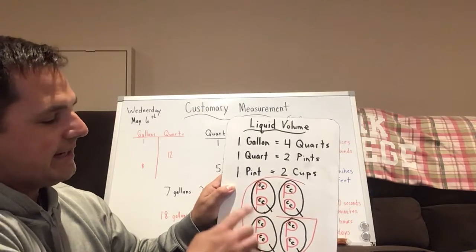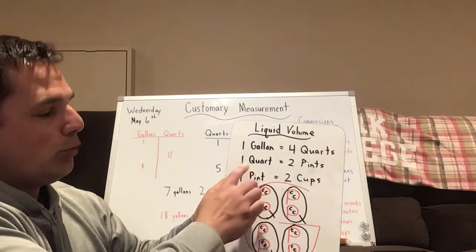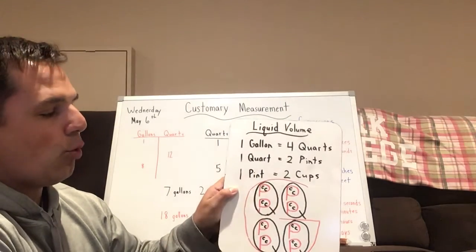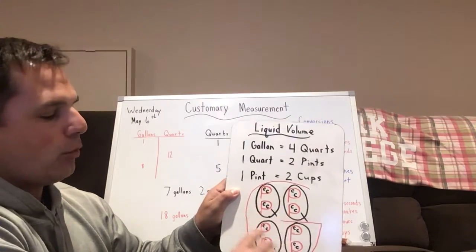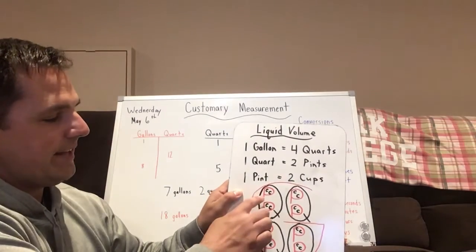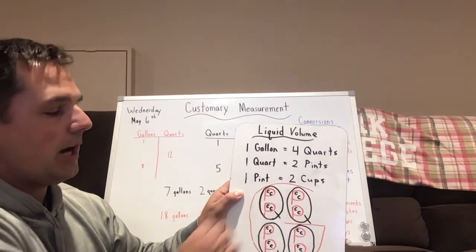And then you can also see inside each quart, there are 2 P's. Obviously, 1 quart equals 2 pints, so that's why there are 2 P's inside of 1 quart. And you can see that every one of the quarts has 2 P's inside of them. And then last, inside the P's, there are 2 C's. So for every pint, there are 2 cups.